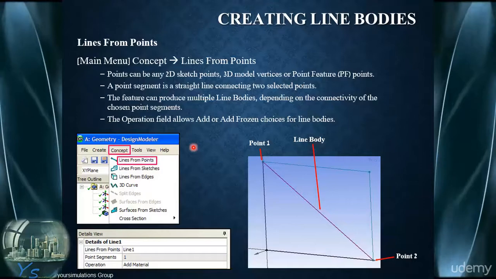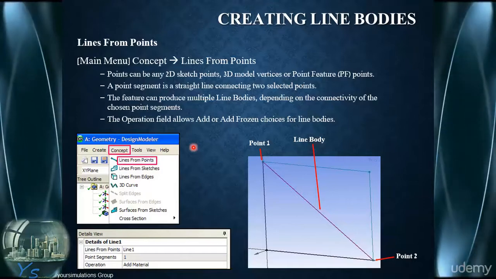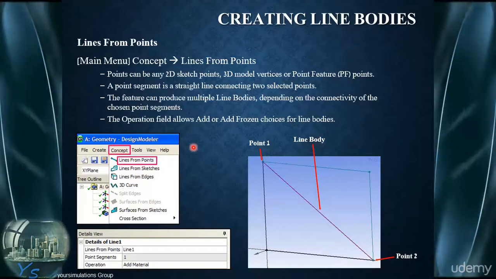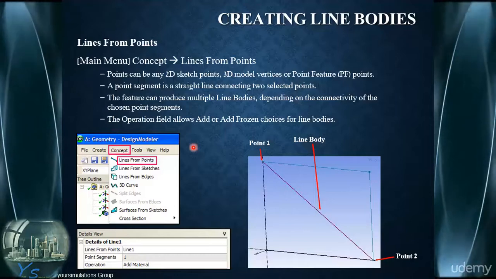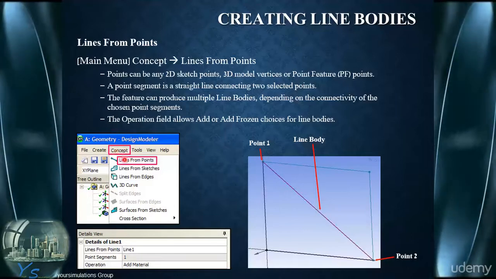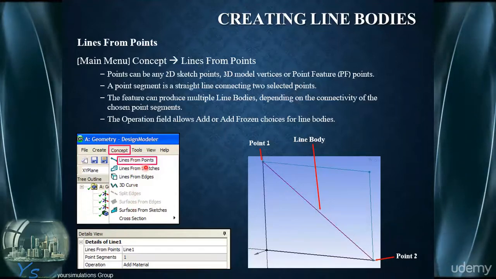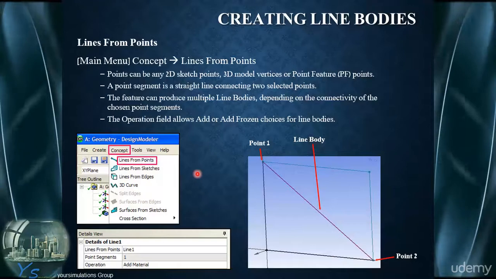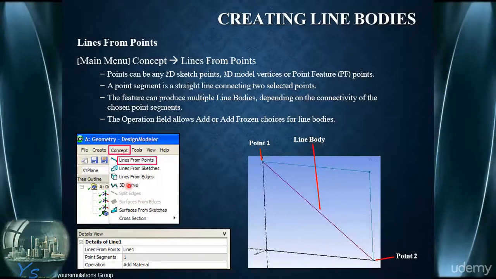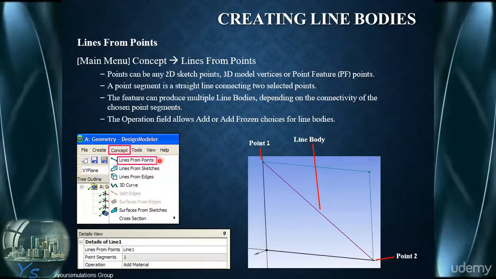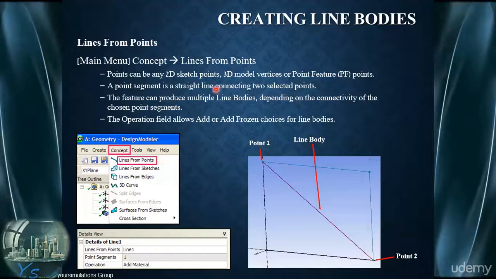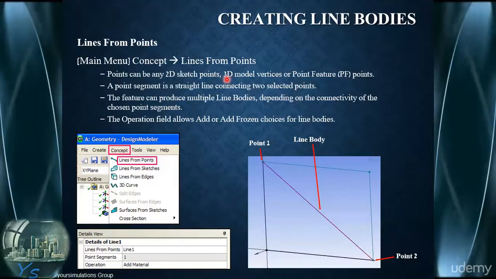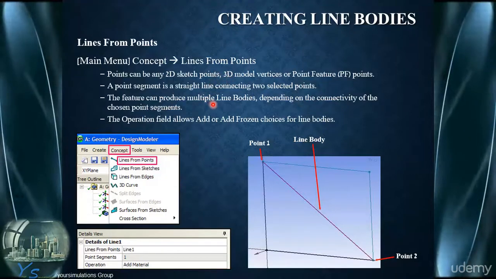So here we show some of the operations down at the lowest topology level in the concept drop-down menu, which is shown on the left-hand side here, in terms of the tools we can use in order to build up some of this body status from some of the lower topology entities. So here in the first option we can see lines from points, which is listed here. And points can be any 2D sketch points, 3D model vertices, or point feature points.